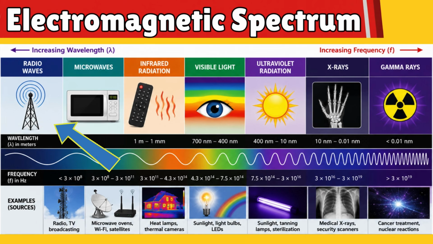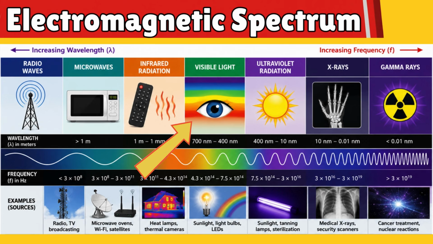Electromagnetic spectrum waves have different uses. In this illustration, we can see the different uses of electromagnetic waves. For example, radio waves are used for radio communication. Microwaves are used in cooking in the microwave oven. Infrared radiation is used in remote controls.